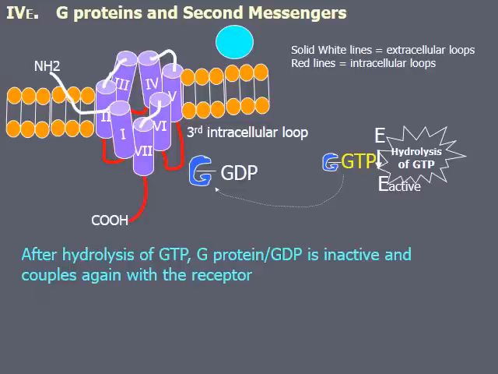So now remember last class we said, well, this is going to keep going until the GTP is hydrolyzed. Right? So now the drug has fallen off the receptor. So the inactive G-protein comes back to where? The third intracellular loop. And it waits for the next stimulus. Right? So that's the typical cycle here.